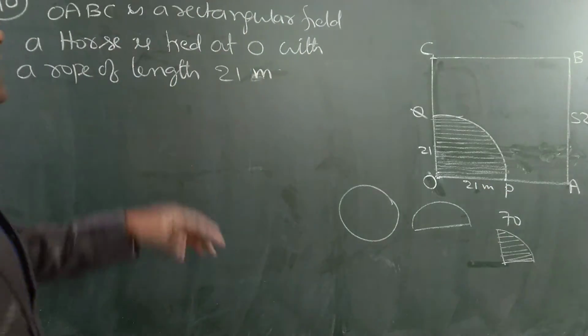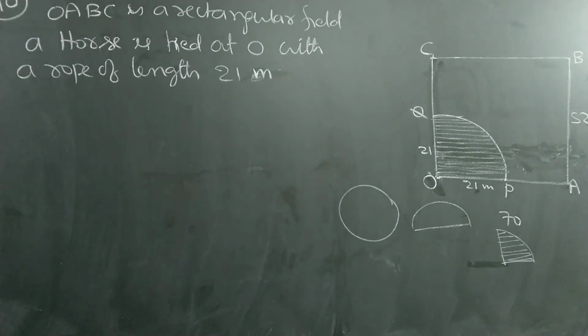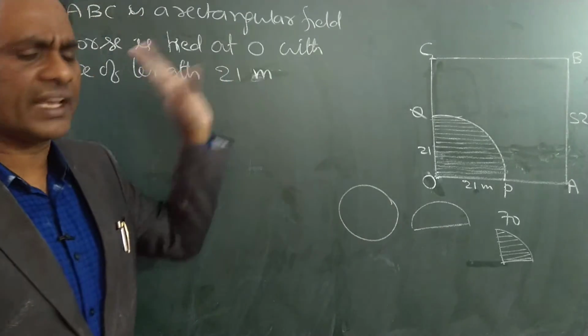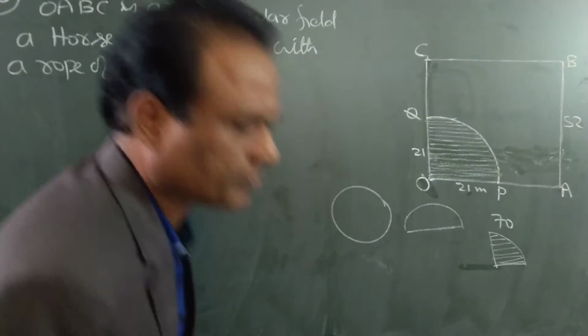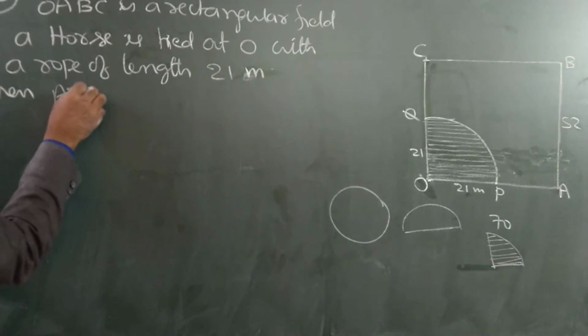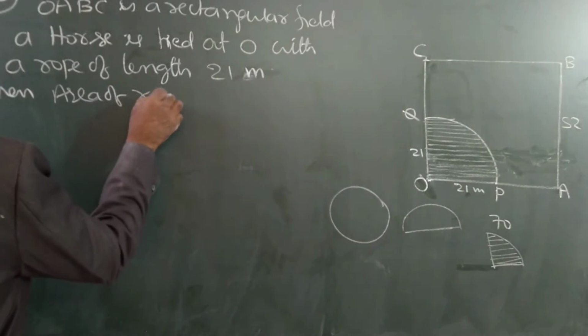A horse is tied at O with a rope of length 21 meters. That is given in the question. Same question. Now I am starting the solution. Then the area of the required region.